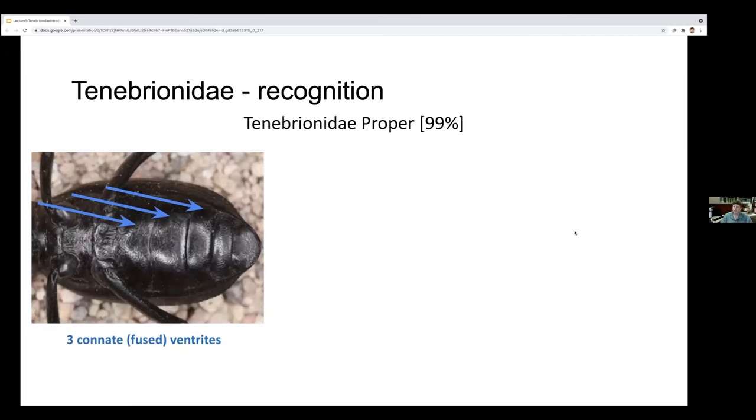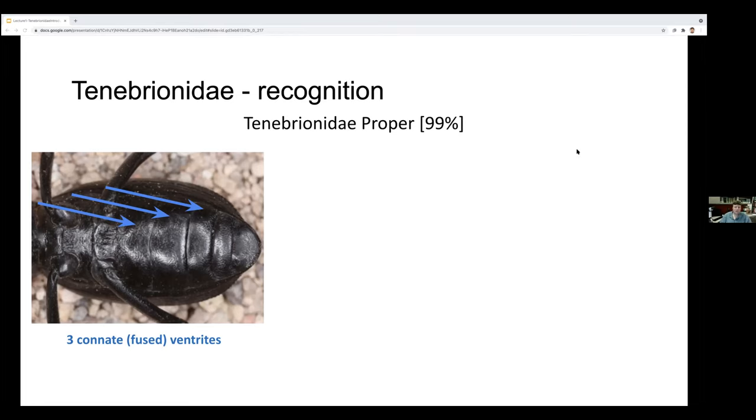So what about Tenebrionids proper? And so here, that's a really good question. And these characters will get you to Tenebrionids about 99% of the time. But of course, with any big group of insects, there's always plenty of exceptions. The big thing are 3 connate ventrites.